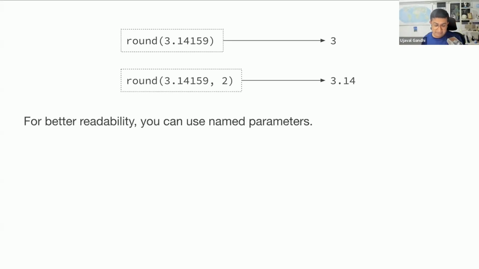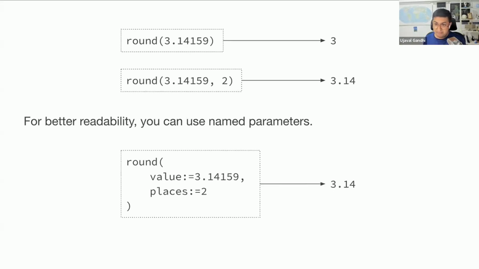You can write function parameters like this. There's an alternate syntax which makes your functions much more readable. You can write the same function like this, where you say round, the first parameter is the value, which is value colon equal to, and the value, and the second parameter is the places. So you can say places colon equal to 2. Now this and this are exactly the same function, but this one is so much more readable.